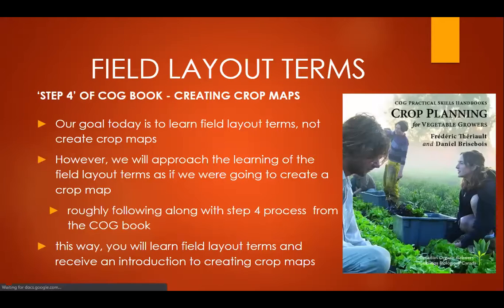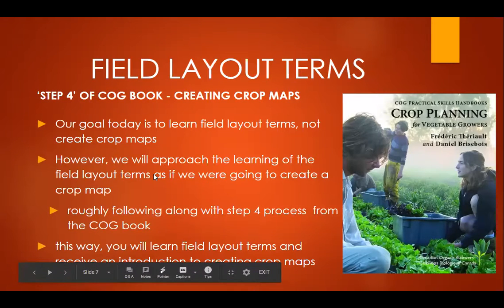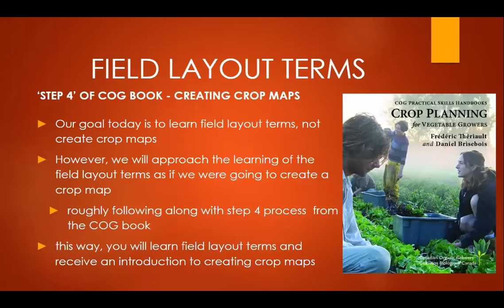Step 4 of the COG book is all about creating crop maps. And the crop map that we went over this morning during our crop planning check-in is directly related to step 4 of the Canadian Organic Grower book. We'll go over those in more detail to teach you how to generate them during our crop planning lecture into the future. But here for the field layout terms, we're going to roughly follow along with the process of step 4 from the Canadian Organic Grower book. That way you're going to learn about field layout terms, and you'll receive a small introduction about those crop maps and be able to understand and read that crop map of ours a little bit better.